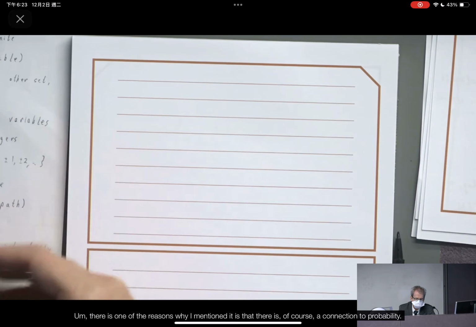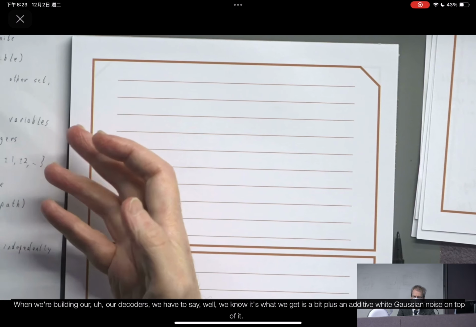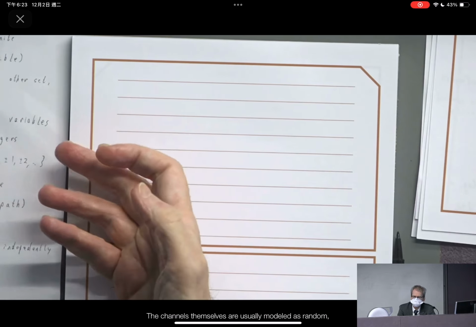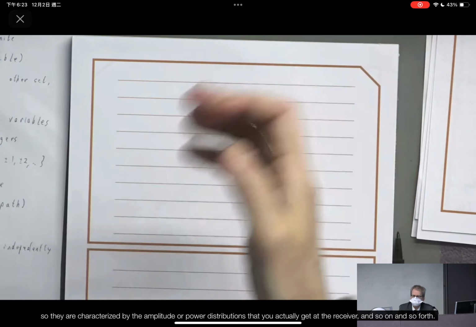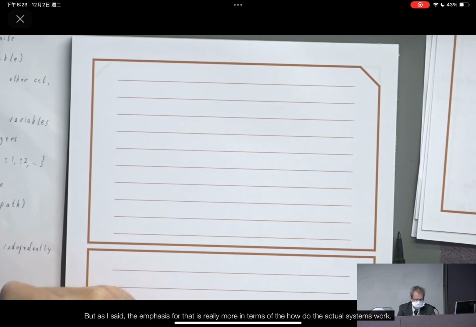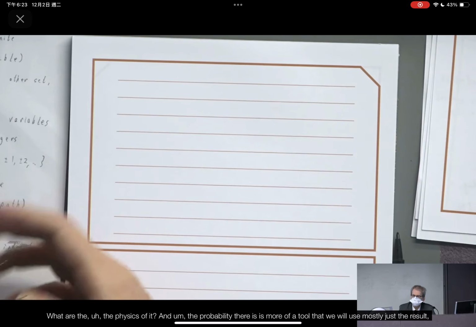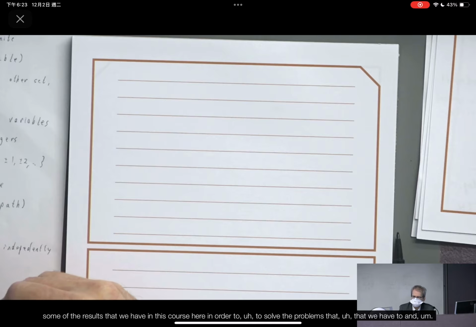One of the reasons why I mention it is that there is, of course, a connection to probability. It shows up almost everywhere. Right? When we're transmitting bits, we have noise on top of that. When we're building our decoders, we have to say, well, we know what we get is a bit plus additive white Gaussian noise on top of it. The channels themselves are usually modeled as random, so they are characterized by the amplitude or power distributions that you actually get at the receiver, and so on and so forth. But as I said, the emphasis for that is really more in terms of how do the actual systems work, what are the physics of it, and the probability there is more of a tool that we will use, mostly just some of the results that we have in this course here, in order to solve the problems that we have there.